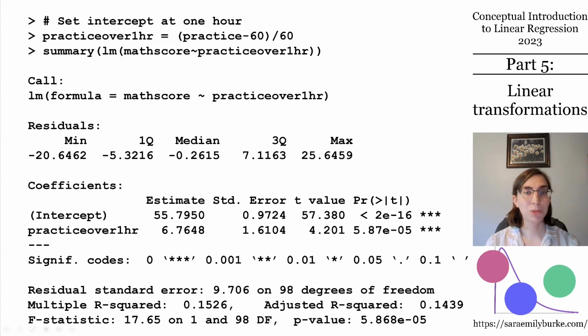So here is the regression model output with that transformed version of the variable. Sure enough, the slope is still 6.8. The intercept is now 55.8 instead of 49.0. It went up by 6.8 because it now represents people who practiced an hour instead of people who practiced no hours. Everything else about the model is the same.